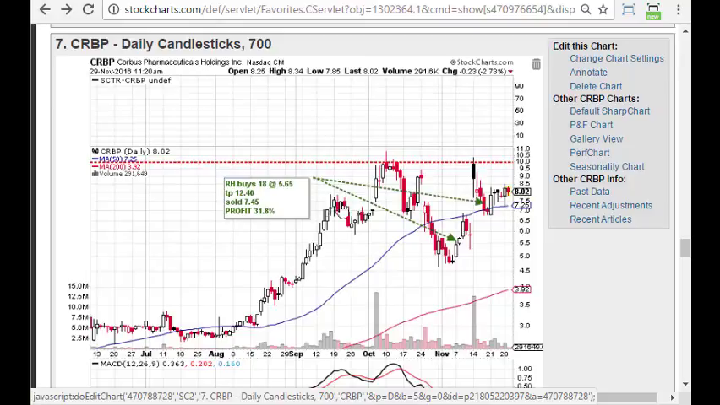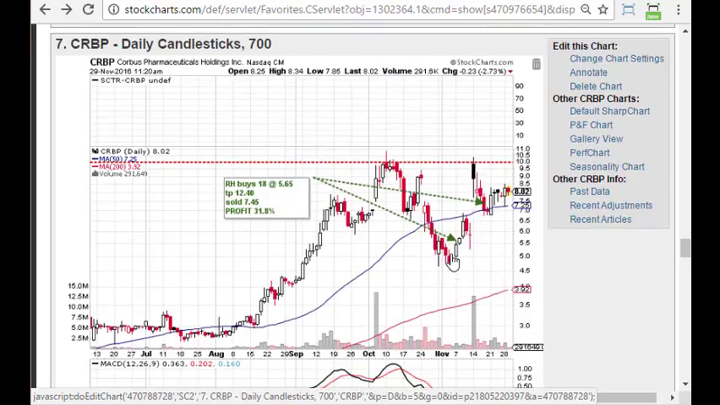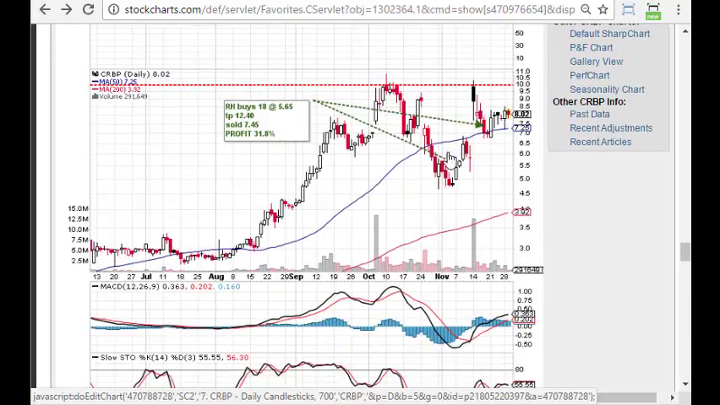CRBP. I got this guy as he was bouncing off his bottom here, and I got out at the top here, from here to here. I caught about the middle third of the swing. Total swing from bottom to top is here. I'm usually happy with catching the middle third because it's hard to pick the bottom, it's hard to pick the top.